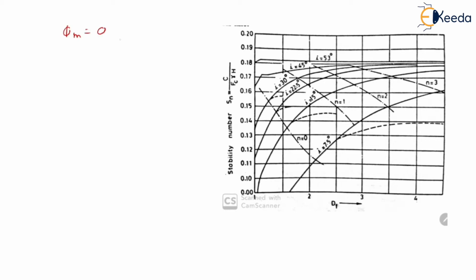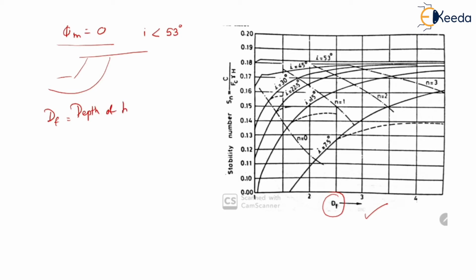And in such soils when slope angle is less than 53 degree, the failure surface extends below the toe. In such case, this chart is applicable, and here we have introduced the parameter df as we have discussed before. So here df is equal to depth of hard stratum below the top of the slope divided by height of the slope.